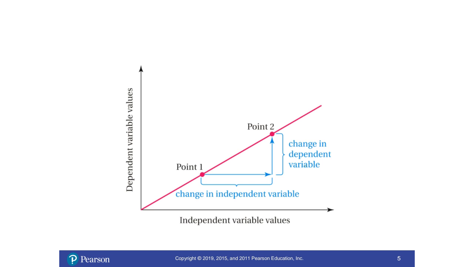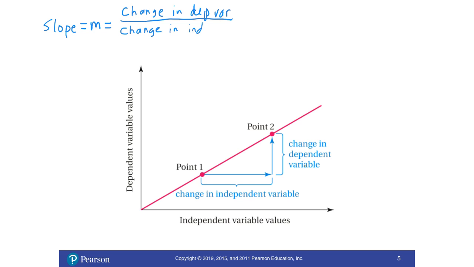So let's look at that in a little bit more detail and use a little bit more familiar notation. Now the slope, which we're usually just going to write as m. I'll go ahead and put that now, even though we'll introduce it formally later. This is the change in the dependent variable divided by the change in the independent variable.